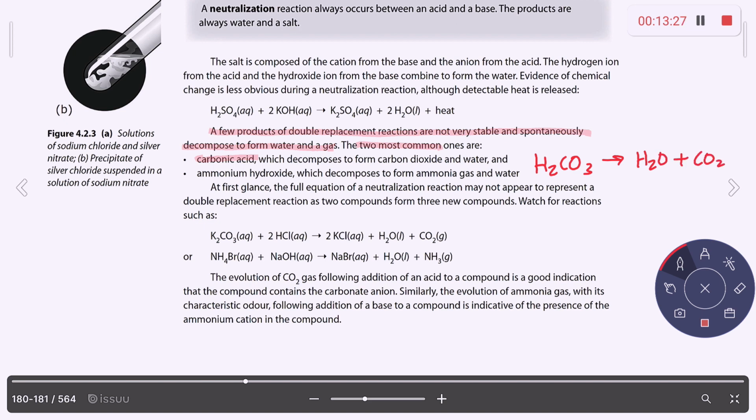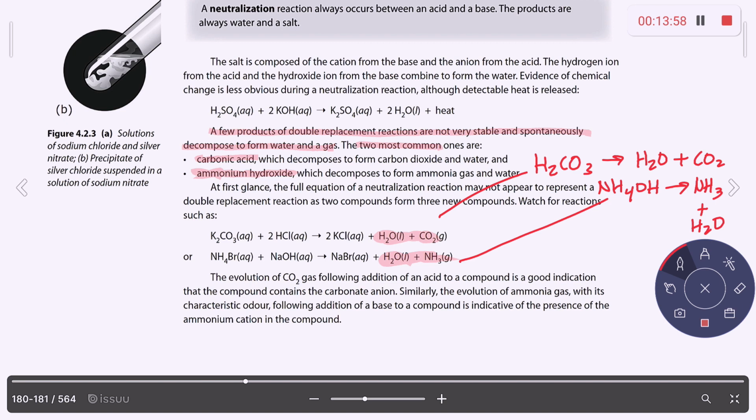Okay, the other one is ammonium hydroxide. So if you form NH4OH, you can't write it like that. You have to write it as ammonia gas, which is NH3, plus water, which is H2O. Does that make sense? Okay, they gave you a couple of examples here. This reaction produced carbonic acid. They didn't show it that way. Okay, this reaction formed ammonium hydroxide. Notice they didn't show it that way.